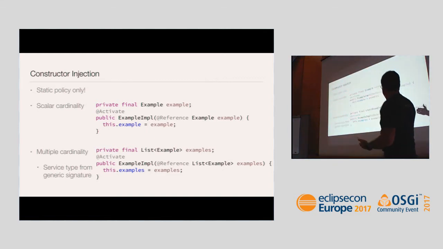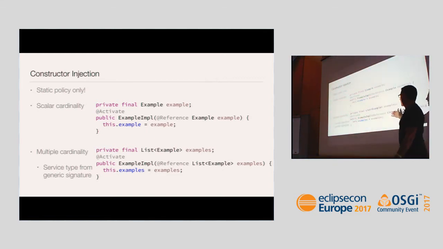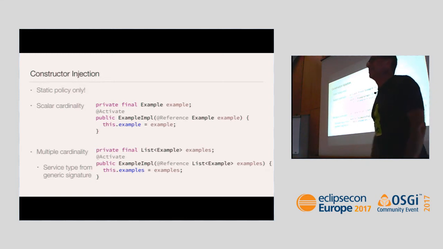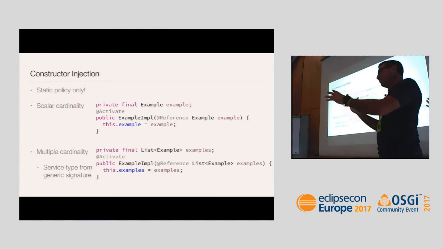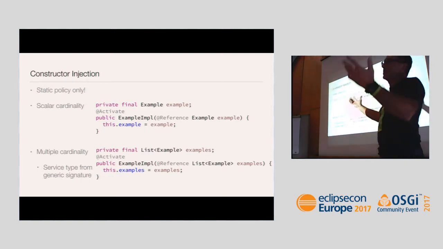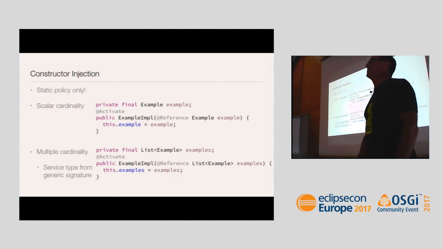For example, if you're using a reference on a list because you want multiple cardinality, you could put properties in here like, I want the minimum cardinality to be 3. Don't even bother me until you've got 3 example services. Right, so it's the same expressions that you might use in other places, you just have to use it. So it does make your constructor look long, but that's the fun of annotations.